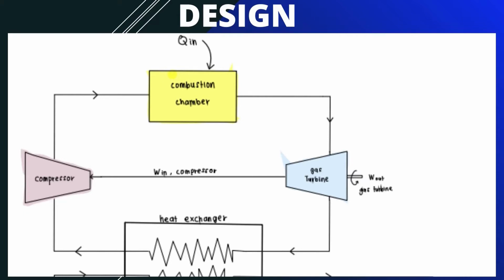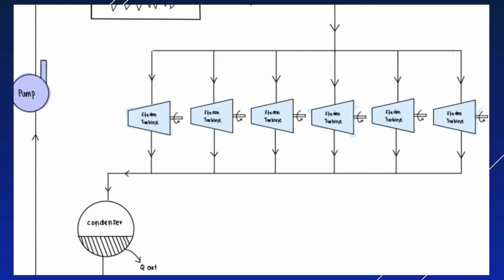And then the heat exchanger will flow through to the steam turbine. And then the steam turbine will flow to the condenser, which is Q out, and the condenser will flow through the pump, which is the last of the mechanism.